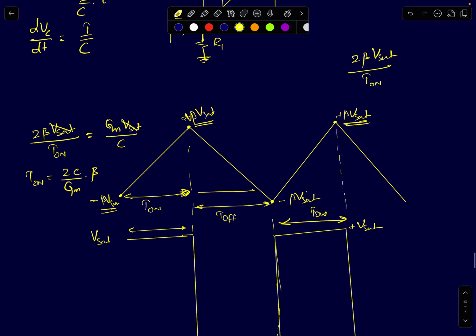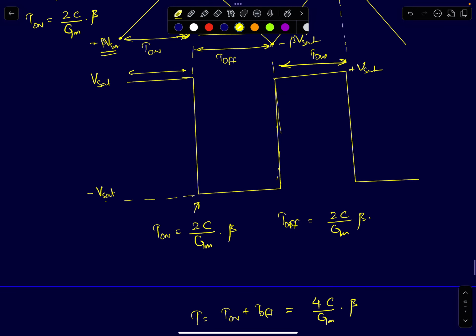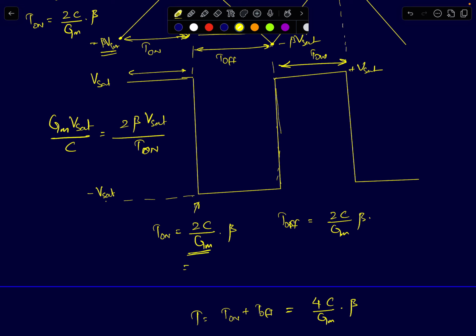So the slope you get is Gm times Vsat, that's your current, divided by the capacitor. This should be equal to 2 times beta times Vsat upon t on. Equate the two, you get t on. T on will be equal to 2c by Gm times beta. Let's call c by Gm the time constant, tau. So it will be 2 tau times beta. That will be your on time.